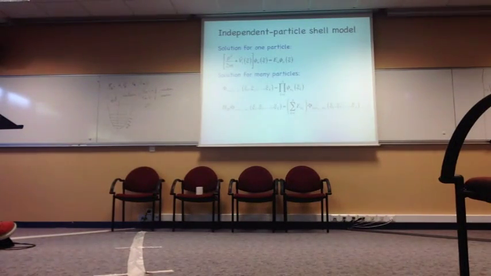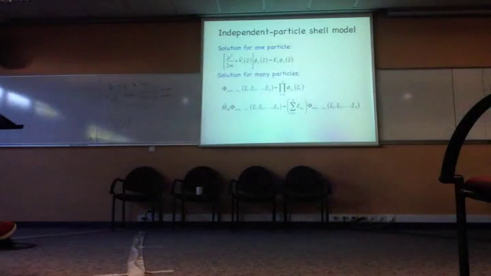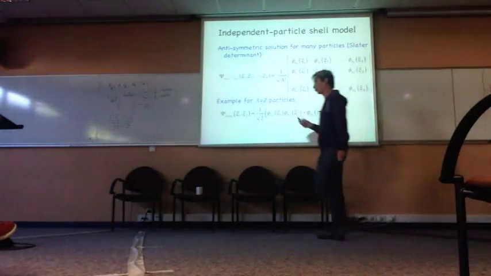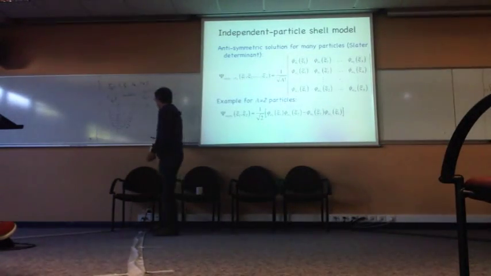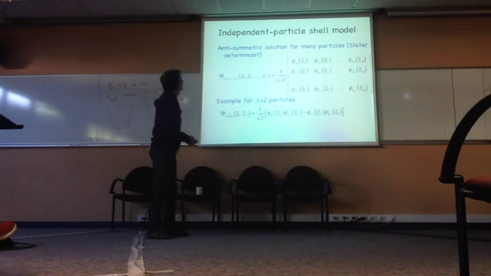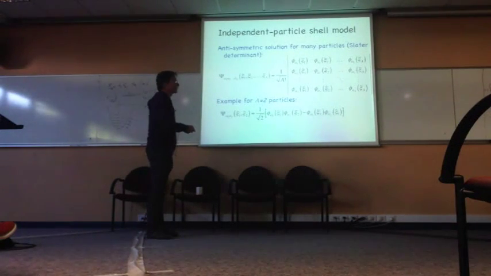It's not the correct solution because, of course, we have nucleons, we have fermions, so we have to impose antisymmetry. And the antisymmetry is done by constructing a Slater determinant, so the famous Slater determinant, right?